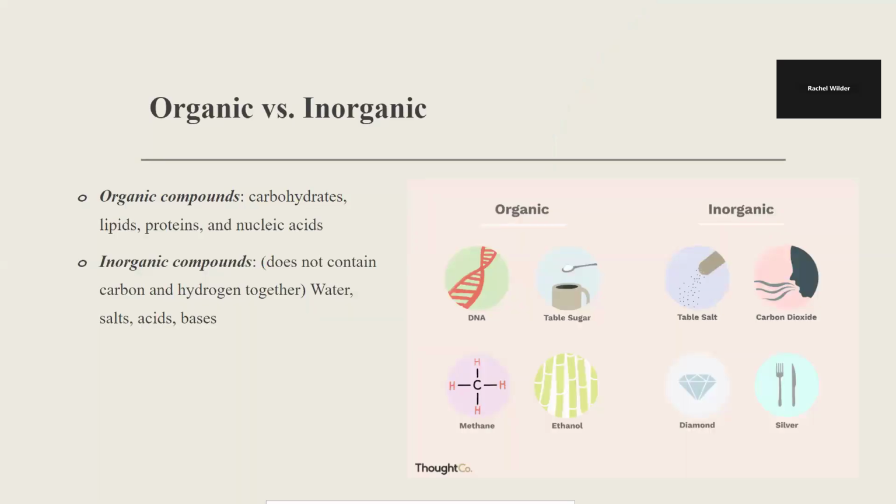So, organic versus inorganic chemistry. Organic compounds are much more complex. They're much larger than inorganic. Organic is going to be carbohydrates, lipids, proteins, and nucleic acids. Inorganic compounds, here we go, so I don't mess up myself again, don't contain carbon and hydrogen together. So this can be your water, salts, acids, bases, and also oxide, which is oxygen and another element.